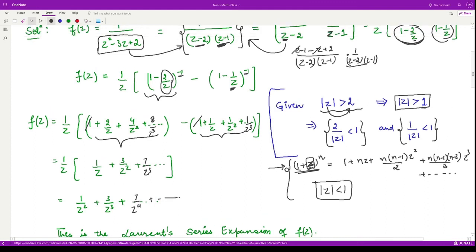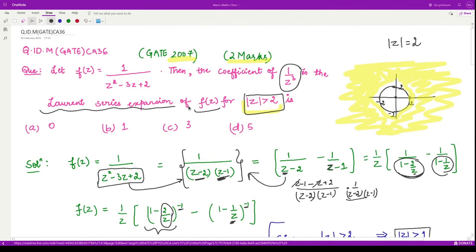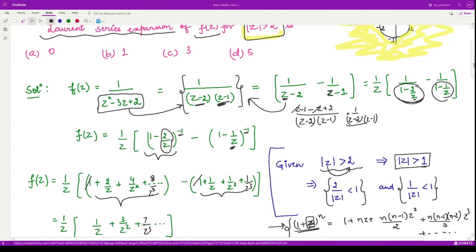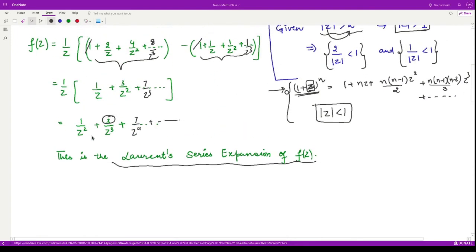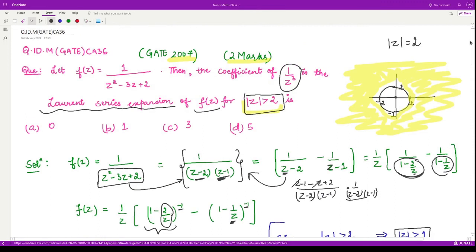Now in the question they are asking for the coefficient of the term 1 by z cube. So here the coefficient of the term 1 by z cube is 7. So our answer here is 7, and option C is the correct option.